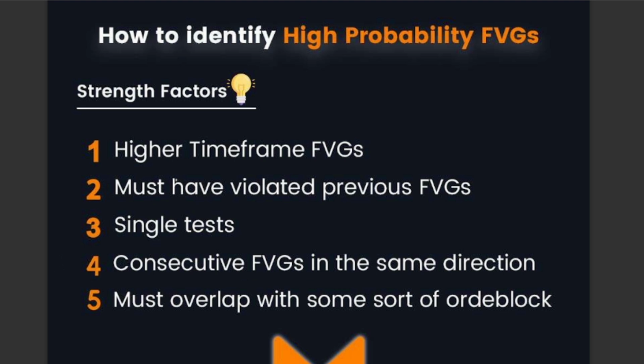The 5 factors that I look for before identifying high probability fair value gaps are: firstly, I would mark them on higher time frames such as the weekly and monthly levels. Secondly, they must have violated previous fair value gaps. So what do I mean by that? Let me give you an example.